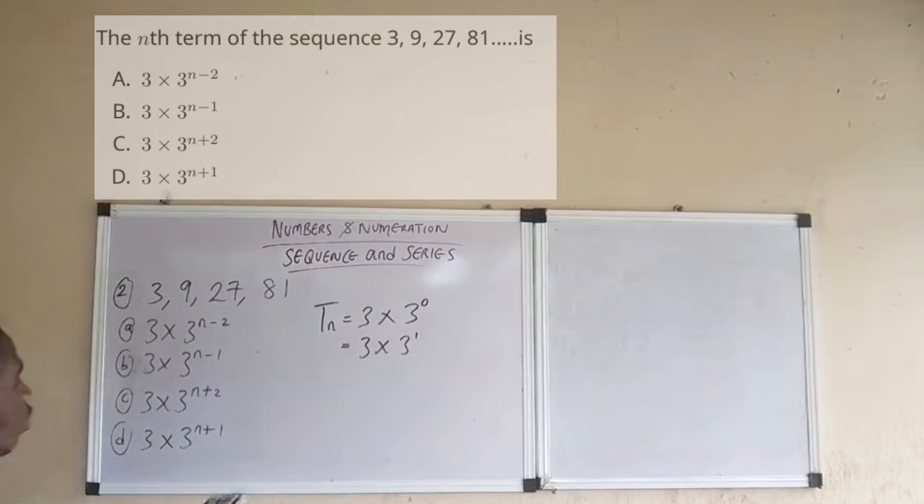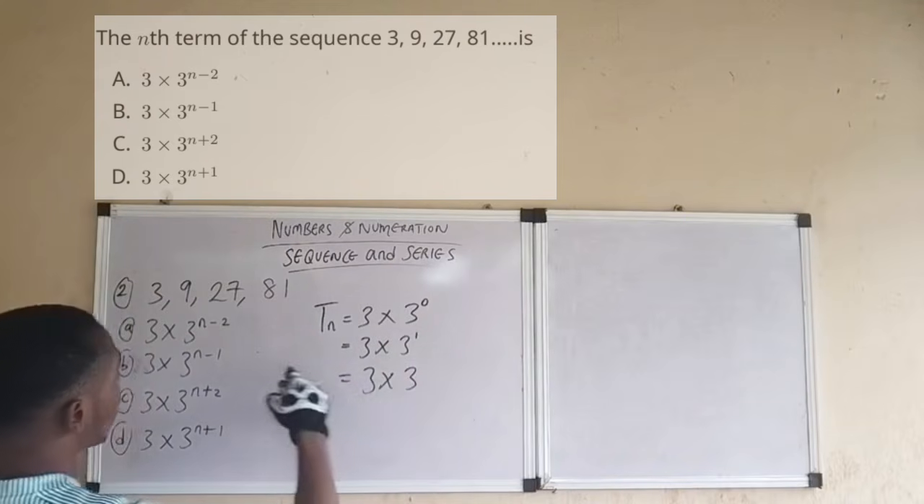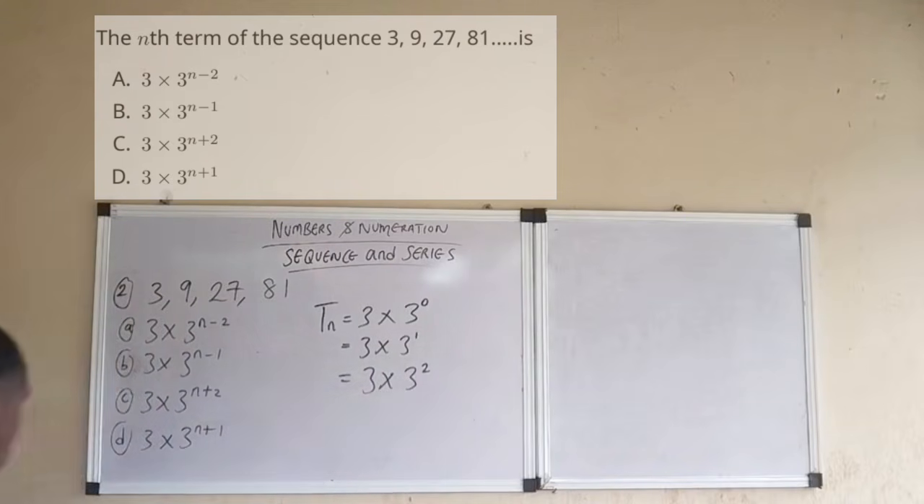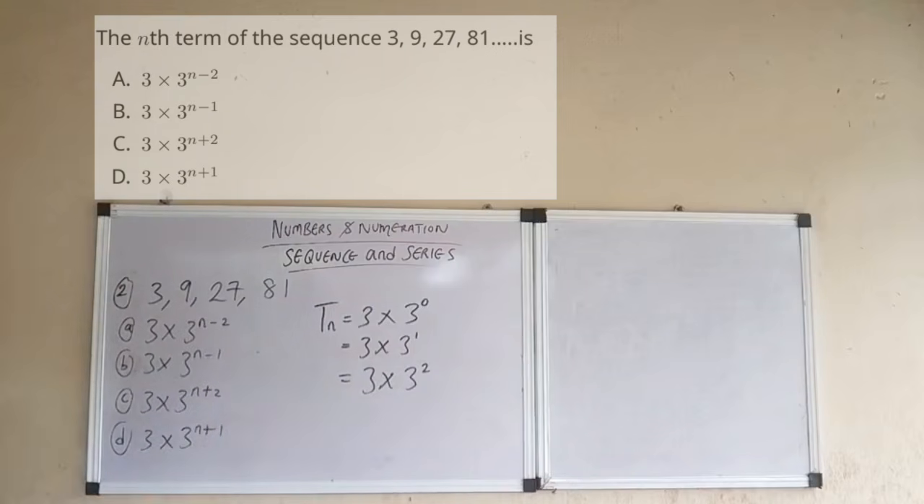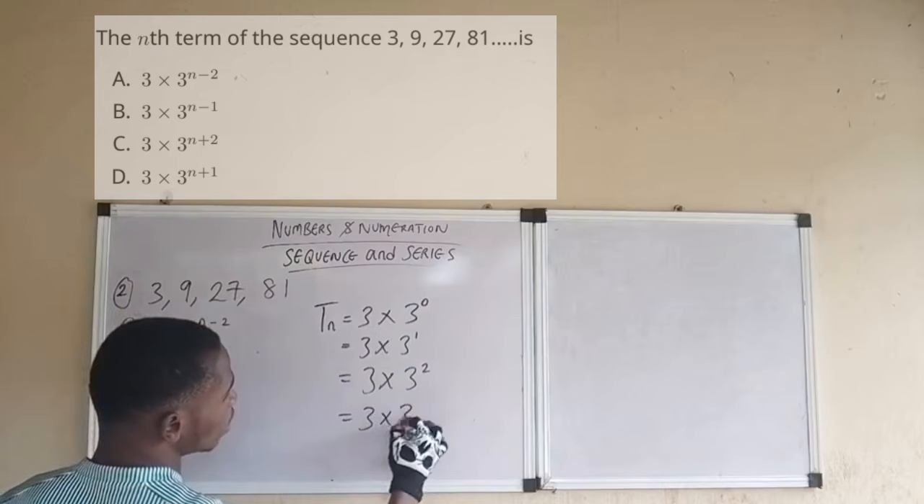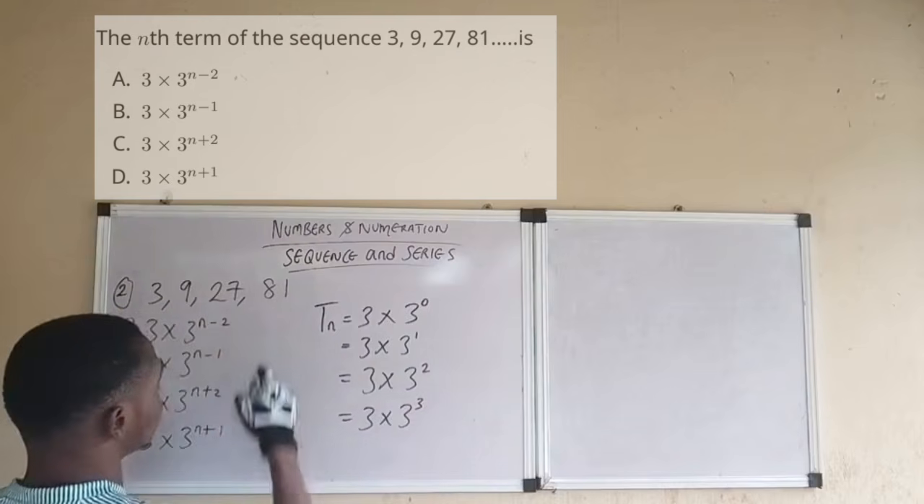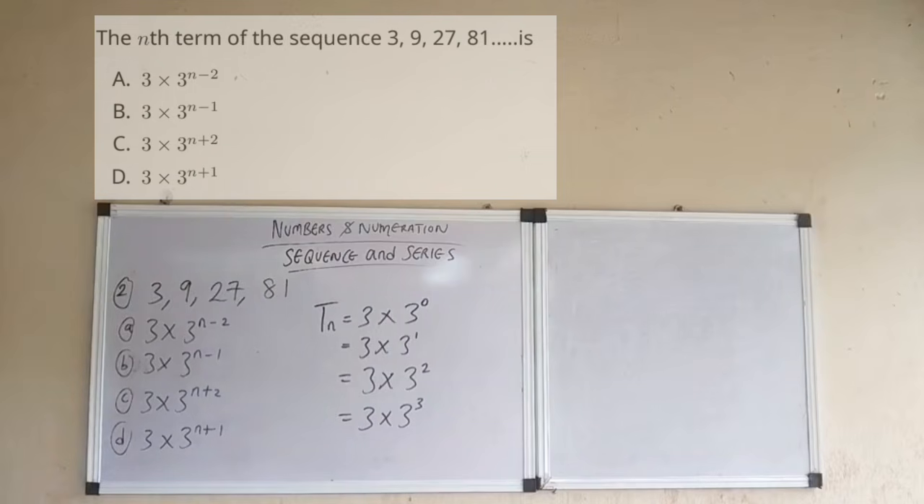Do you understand? Also, if you multiply 3 with 3 raised to power 2, you are going to get this term, because this will be 9 times 3, that's 27. And likewise, if you multiply 3 with 3 raised to power 3, you are going to get 81. So from this progression, how can you derive the nth term? What do you think will be the nth term?